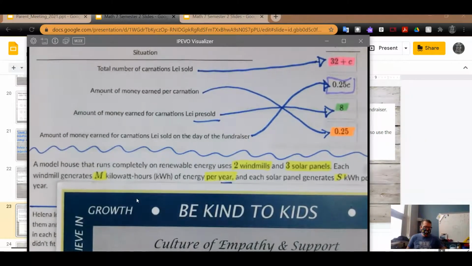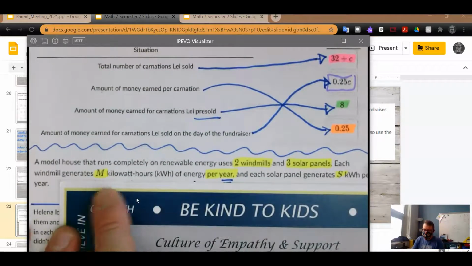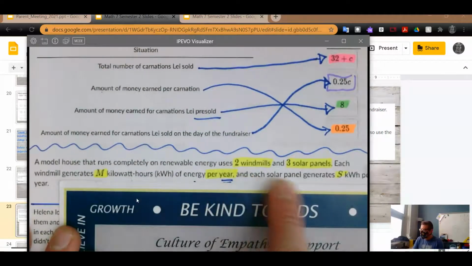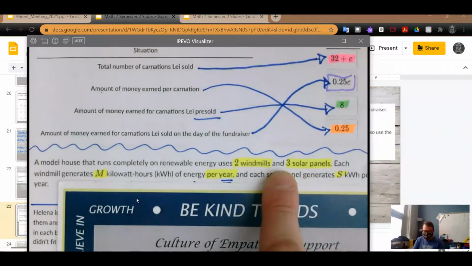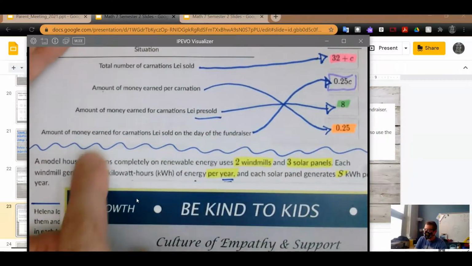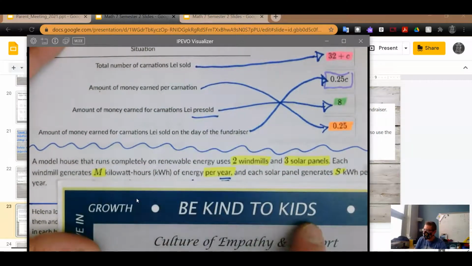If each mill, which is not actually a mill, we should be calling it a wind turbine, but whatever, if each mill generates M, and we have 2 of them, each solar panel generates S, and we have 3 of them, then Victor, can you tell me what expression you wrote to represent all of the energy we're going to get?